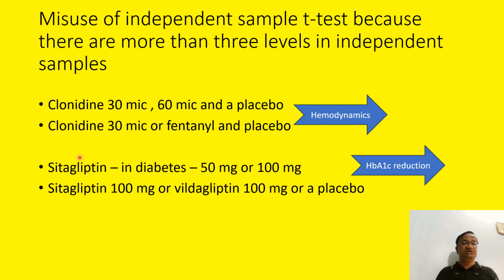We leave it alone. Now you are in diabetes. Sitagliptin 50 milligram you add, or 100 milligram you add, or you don't add anything. Sitagliptin 50 milligram or 100 milligram, if you think, then you can use t-test. If you use sitagliptin 100, vildagliptin 100 or placebo, then you need to use ANOVA.